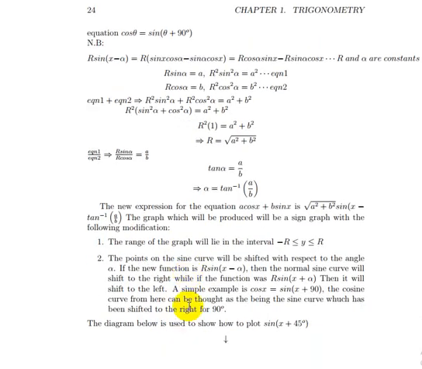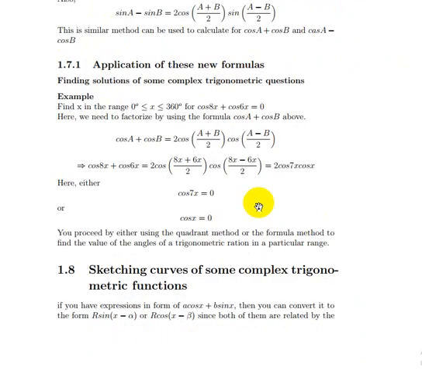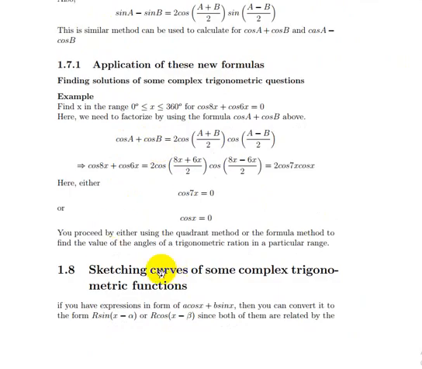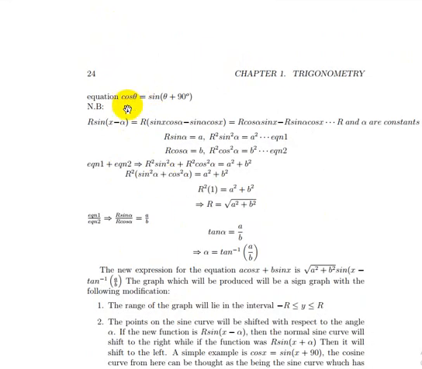So in order for you to plot these curves, the first thing to note is to convert them into the format r sine x minus alpha, or to convert them into the format r cos x minus beta. These are the two formats in which you can convert the curves. And now you need to know that these formats are going to be similar, because cos theta and sine trigonometric ratio are related by the function cos theta equals sine of theta plus 90 degrees.